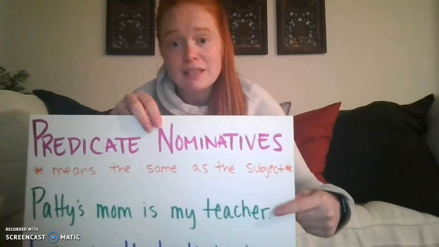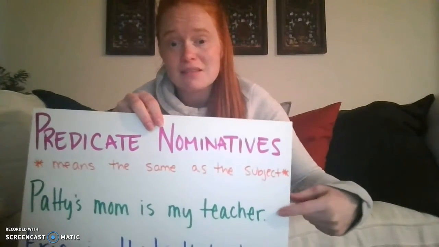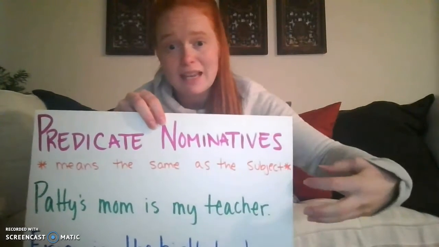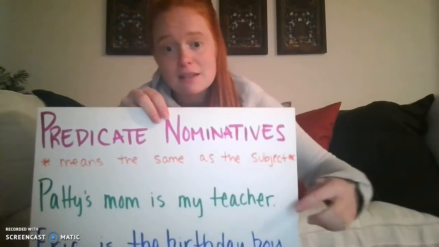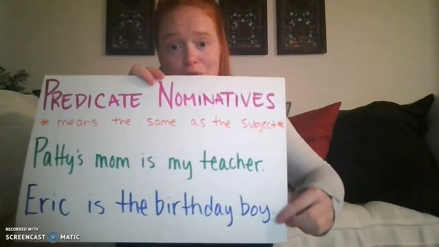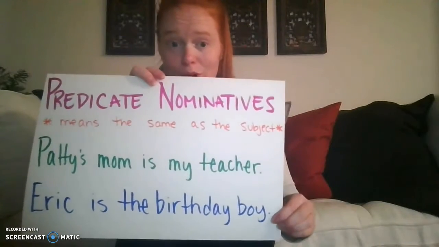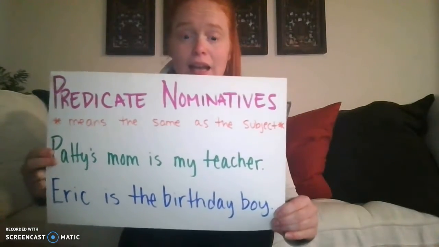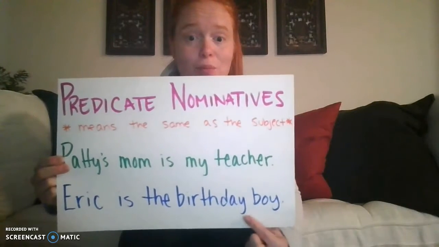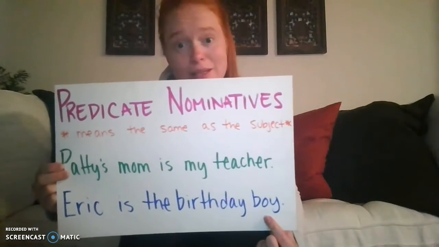Okay, our predicate nominative is coming at the end of the sentence, or the second half of the sentence after the verb, and it's meaning the same thing as the subject. Next example, we have Eric is the birthday boy. So our subject is Eric, and birthday boy is our predicate nominative.